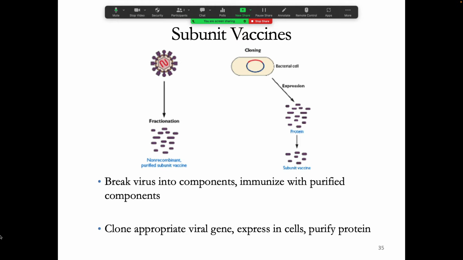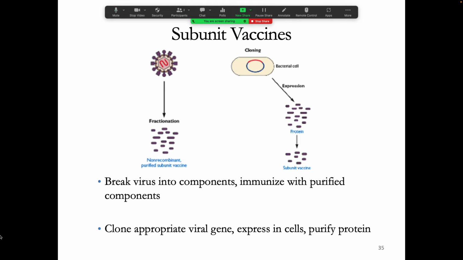And you never even had to have the real virus in your lab. So there's no possible way these purified proteins are going to infect someone or cause disease. They're not going to get out of control and start replicating because they're just purified proteins you made of one part of the virus.